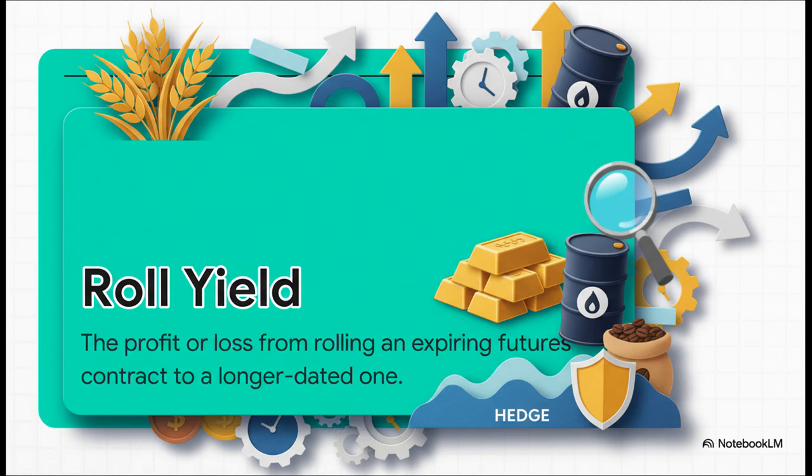Okay, pause. Before we go any further, we have to nail down this one term, roll yield. See, most commodity investing happens through futures contracts, and those contracts have expiration dates. Rolling is simply the process of selling your expiring contract and buying the next one out. The profit or loss you make just from doing that is the roll yield. The key takeaway here is your return doesn't just come from the commodity's price changing. A huge chunk of it can come from this roll yield.